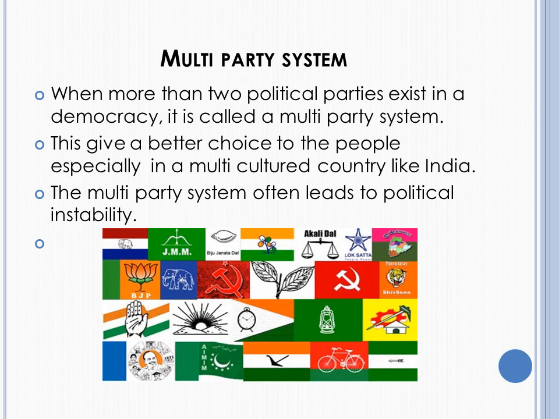Now the last one, multi-party system. What do you mean by multi-party system? When more than two political parties exist in a democracy, it is called a multi-party system. This gives a better choice to the people, especially in a multicultural country like India. The multi-party system often leads to political instability.